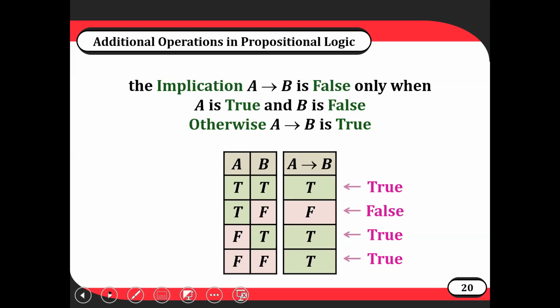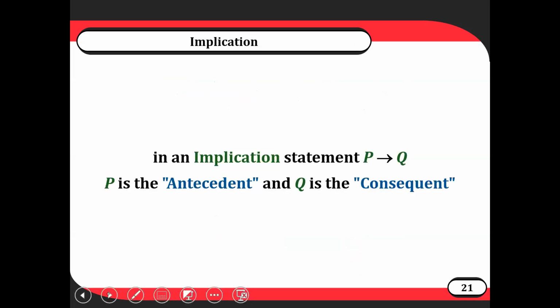Okay, so there's a neater version of it. P implies Q. P we call the antecedent, and Q is the consequent.